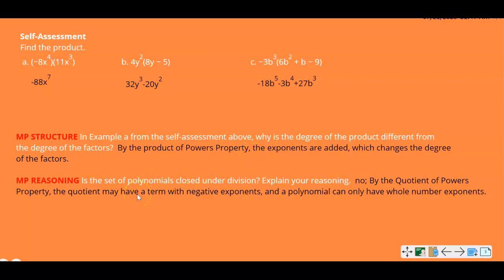All right, the next question: is the set of polynomials closed under division? Explain your reasoning. And the answer to that is no. By the quotient of powers property, the quotient may have a term with negative exponents, and a polynomial can only have whole number exponents. So if you end up with negative exponents, that doesn't meet the criteria to be closed under division. Remember, to be closed under an operation, the operation performed on any two numbers in a set has to result in the answer being in that same set.